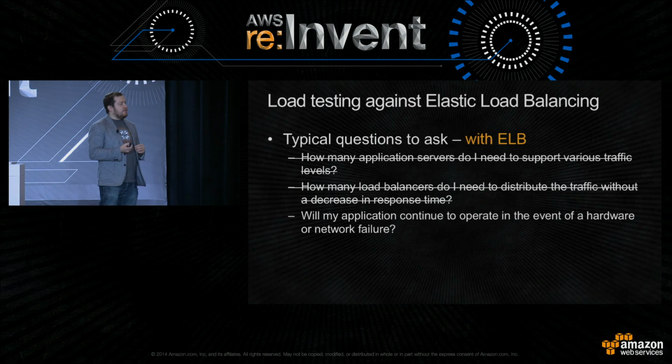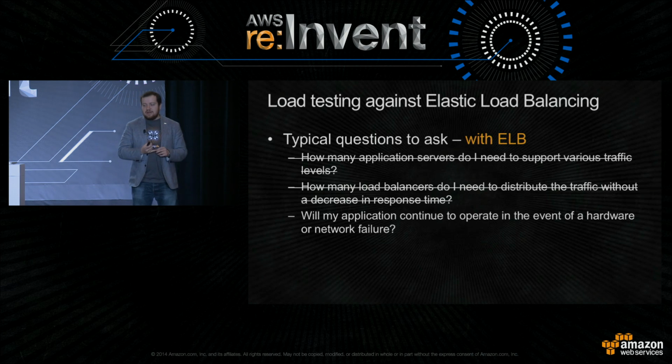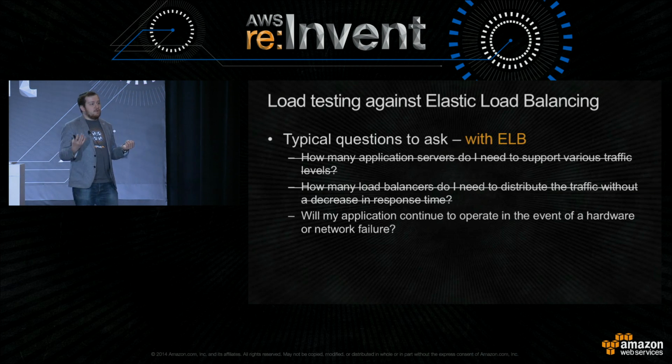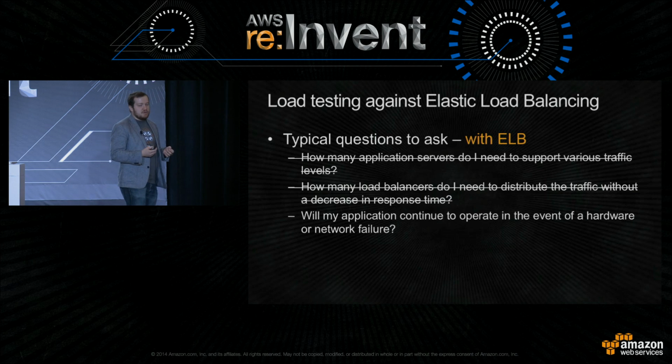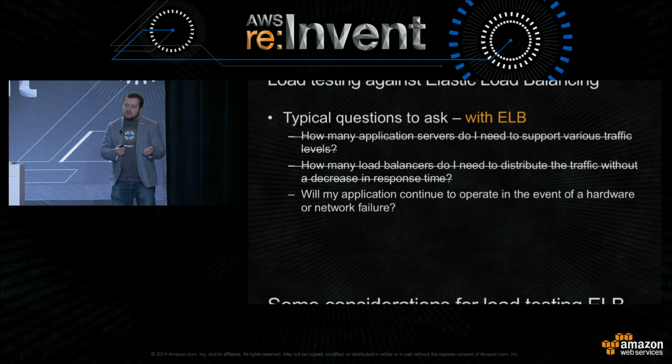You do need to know how your application is going to continue to operate in the event of network failure or hardware failure. So if your instance fails or if one of the availability zones has some kind of issue. So that's really important to test for. And you should test with the assumption that any one thing can fail, so you don't have any single points of failure in your architecture.